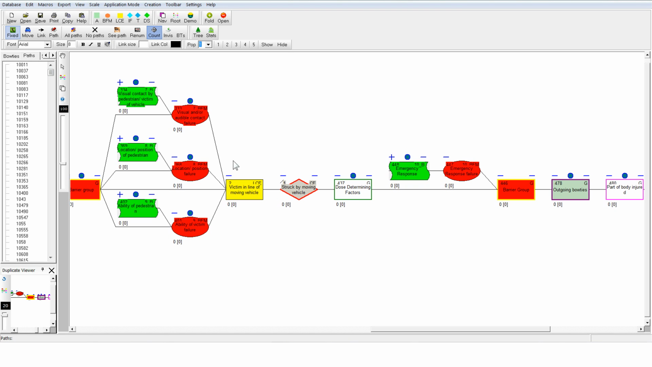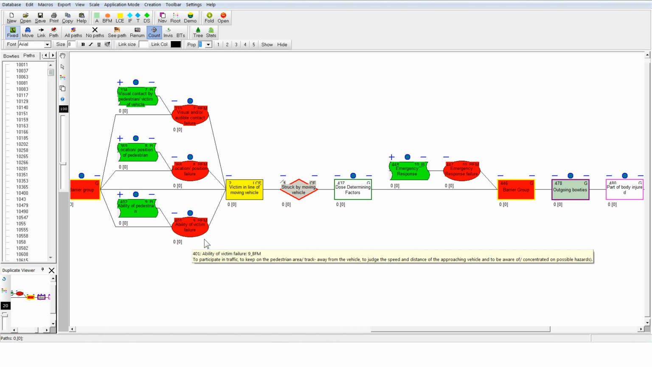Barriers precede these yellow loss of control events, or LCEs, which often, as seen here, lead directly to the centre event itself. Here we are looking at the bow tie struck by moving vehicle, in which a failure of one or more of these three barriers in this final barrier group before the centre event leads to the final single loss of control event, victim in line of moving vehicle, which leads directly to the centre event, in which the victim is struck by a moving vehicle.